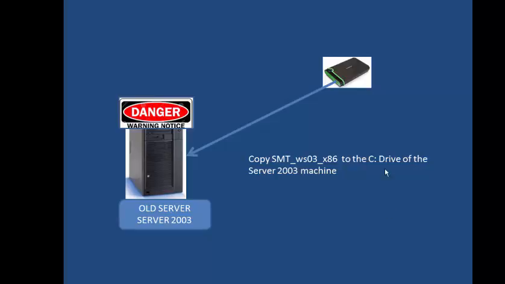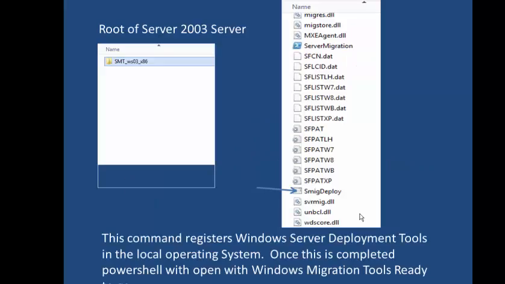Once the data has been copied from the destination server to the external USB drive, what we need to do then is to take that data and copy it to the root of the 2003 machine, which is our old server with the source data. Once we have done that, we see that we now have the SMT-WS03-X86 folder in the root of the 2003 server.